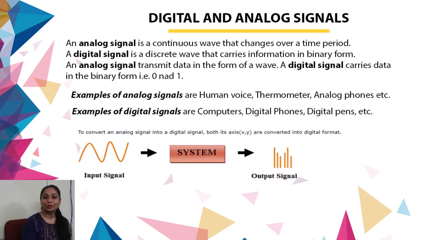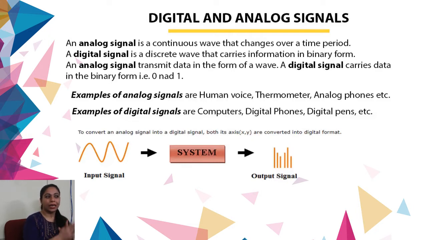Okay, so in today's lecture we are going to first of all discuss what a digital and analog signal is all about. As we have studied in my previous lecture about modem, it converts the analog into digital and digital into analog. Now here we are going to study what is this digital and analog signal.